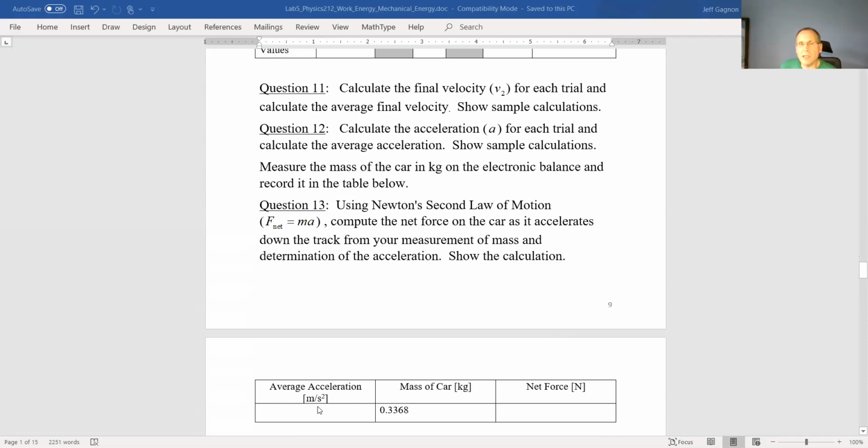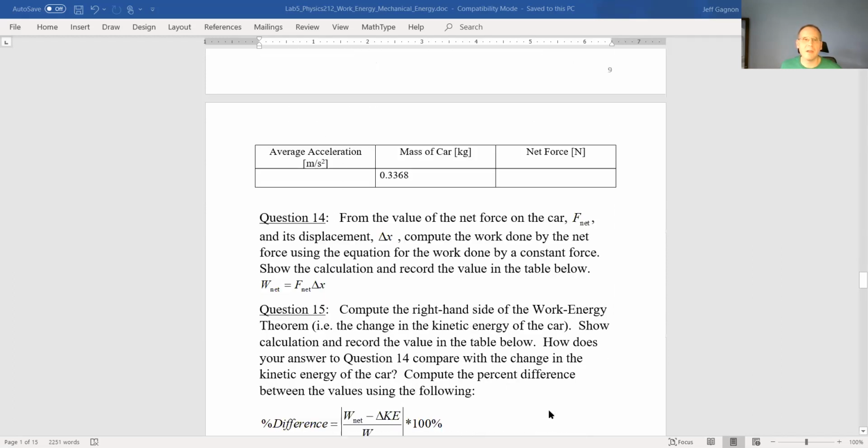Now using Newton's second law, you can compute the net force acting on that car. And actually, what is the net force? It's really just the tension in the string, right? Because the normal force and the weight are going to add to 0. So the only force remaining is the tension in that string. So that's going to be the net force in newtons. You're just going to use ma, mass times acceleration, to get that net force.